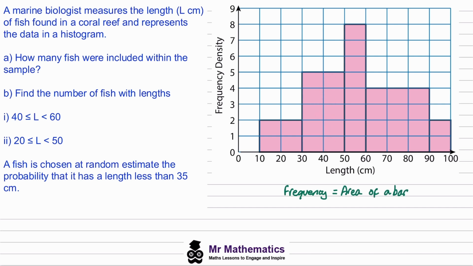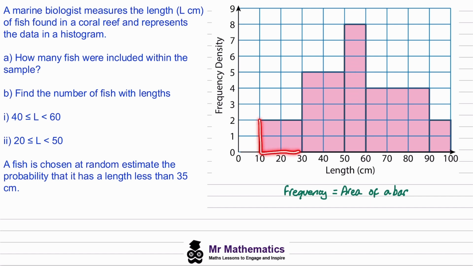So in this example, we're told that a biologist measures the length of fish found in a coral reef and represents the data in a histogram. For part A, how many fish were included within the sample? So we need to work out the total frequency from this histogram, which means we need to find the area of each of these bars.